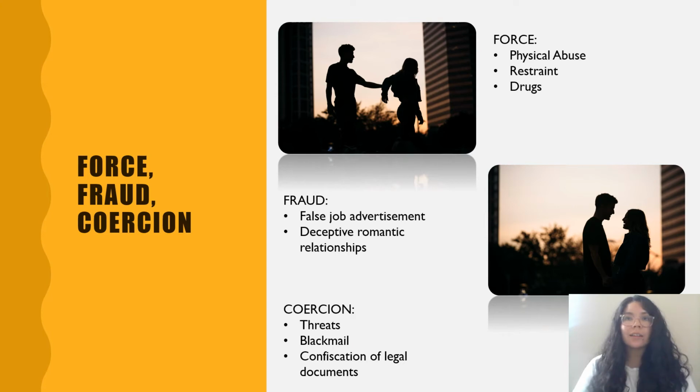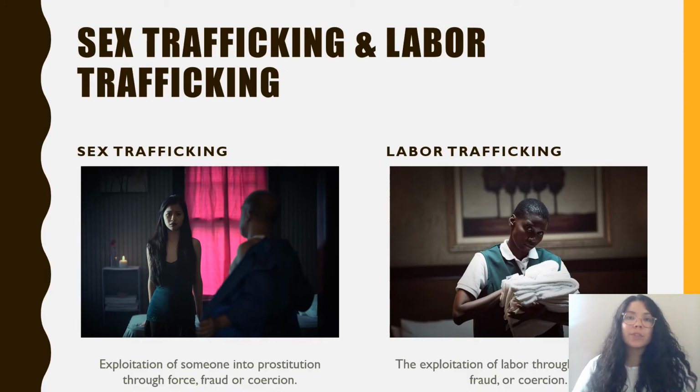And the reason for that is, if someone confiscates your ID or your passport or anything that identifies you, it makes it a lot harder for you to leave that situation and try to report that person. So under the term human trafficking are two types of exploitation, and that is sex trafficking and labor trafficking. Sex trafficking is the exploitation of someone into prostitution through force, fraud, or coercion, and labor trafficking is the exploitation of labor through force, fraud, or coercion.